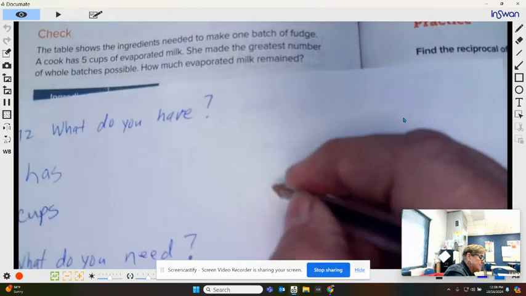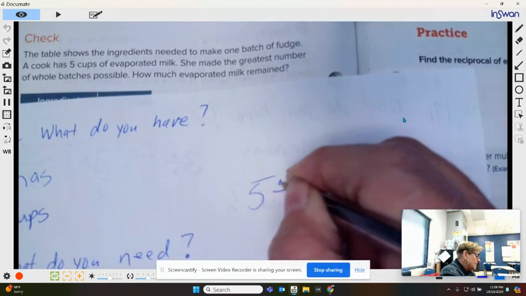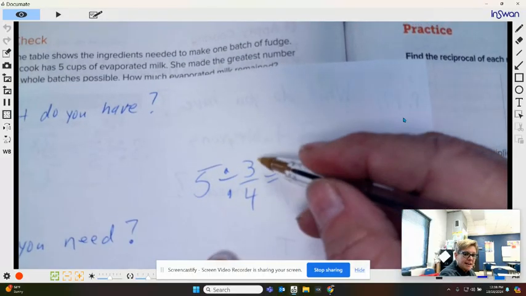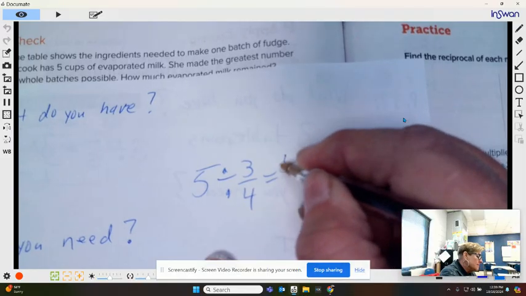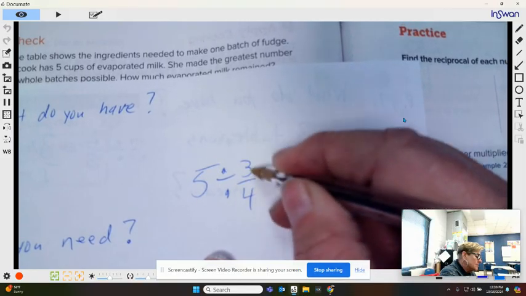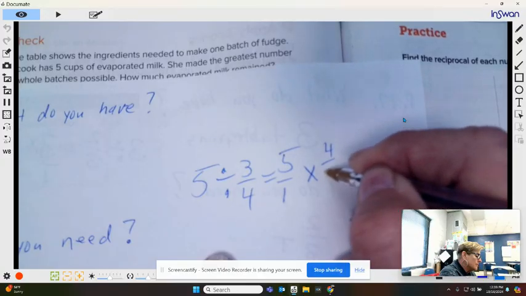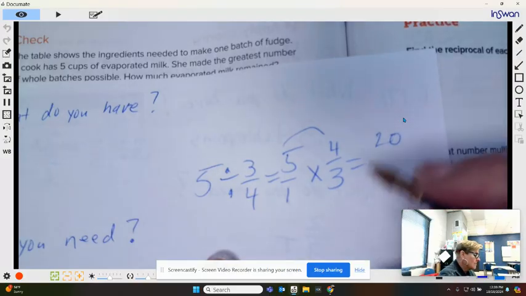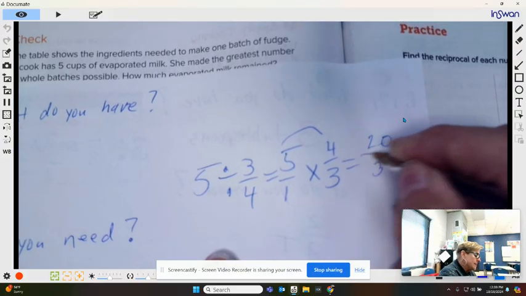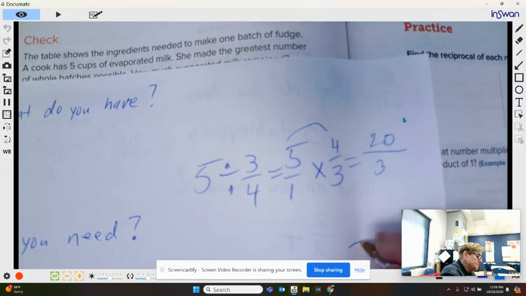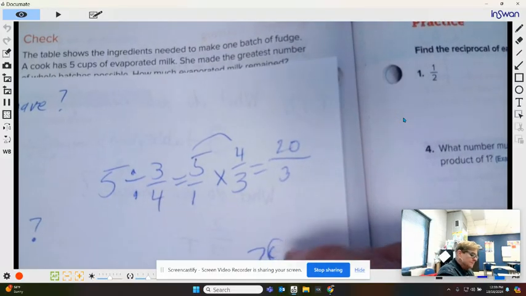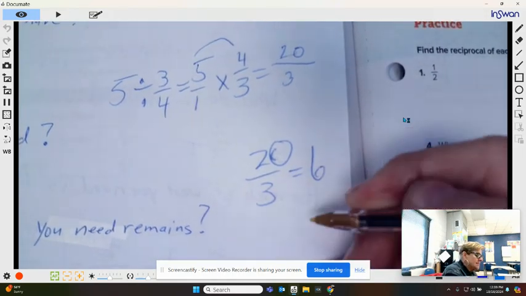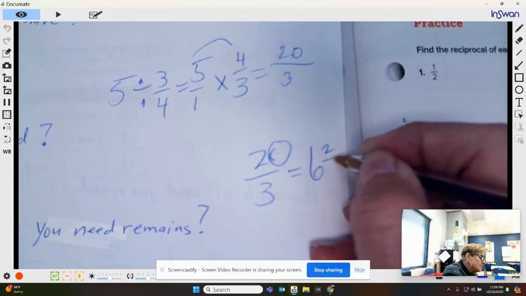So if I set that up, I have 5 cups divided by 3/4 of a cup. Now remember, since we're dividing a fraction, we're going to rewrite that and multiply by the reciprocal. So that equals 5, or 5/1 times the reciprocal of 3/4 is 4/3, and that equals 5 times 4 is 20. And 1 times 3 is 3. So if I have 20/3, 3 goes into 20 6 times. 6 times 3 is 18. So that would be 6 2/3.